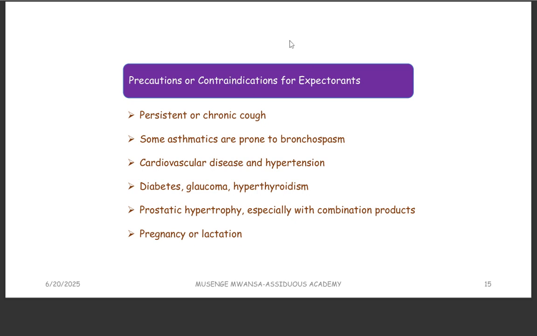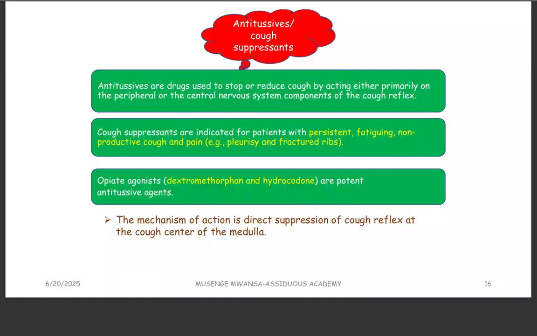Precautions or contraindications for expectorants: persistent or chronic cough, you don't give them. Some asthmatics are prone to bronchospasms, so you shouldn't give them these drugs. Cardiovascular disease and hypertension, you want to avoid them. Diabetics, people with glaucoma, hyperthyroidism, prostatic hypertrophy, especially with combination products, and pregnancy or lactation. So they are not good because they can end up crossing to the baby.